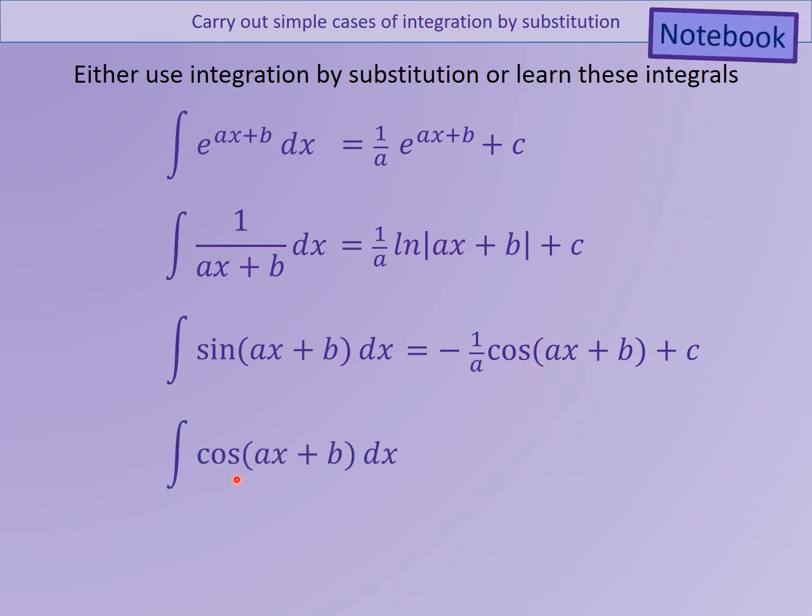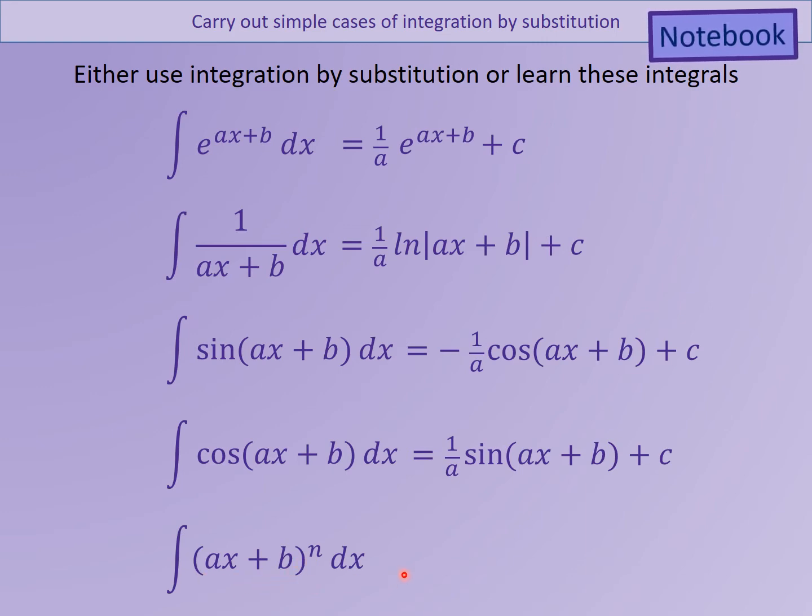Right, cos, same idea, but this time it's sine. Okay, but the bit there goes to just a, so when you rearrange it for du, you can see where the 1 over a comes from. And finally, if I had (ax + b) to the power n, what does that go to?